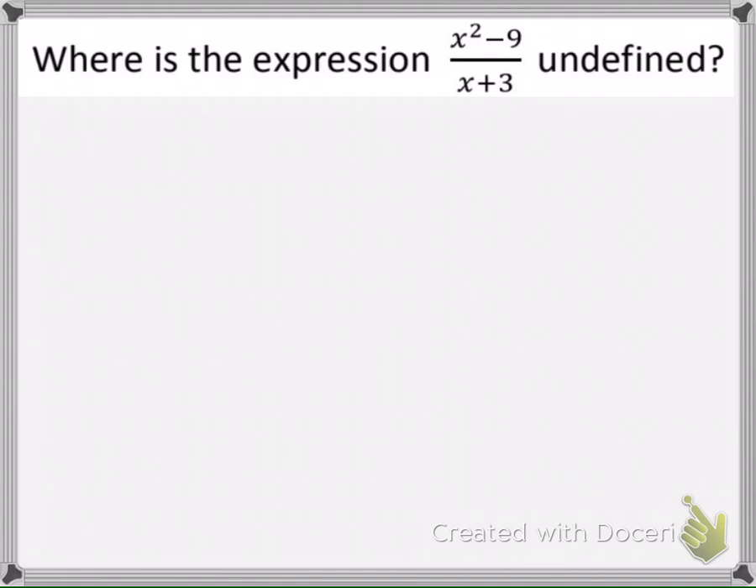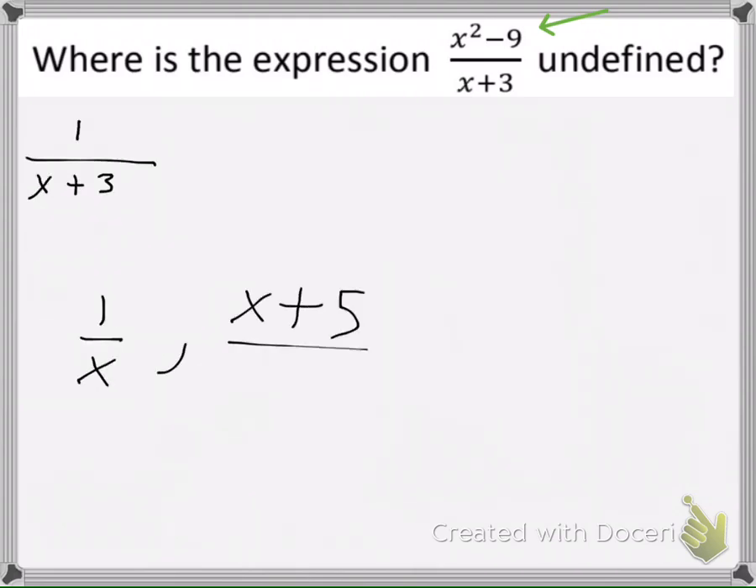Hello everybody, my name is Michael from the Mastery Math Lab, and today we're going to begin by trying to figure out where the expression x squared minus 9 over x plus 3 is undefined. I want to start by saying that x squared minus 9 over x plus 3 is something we call a rational expression. Here are some other examples of rational expressions.